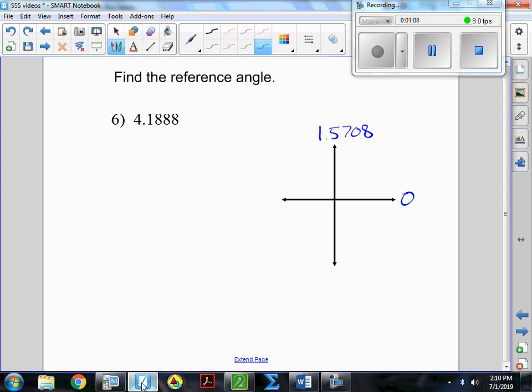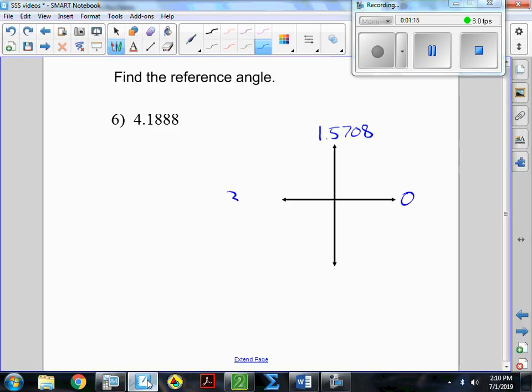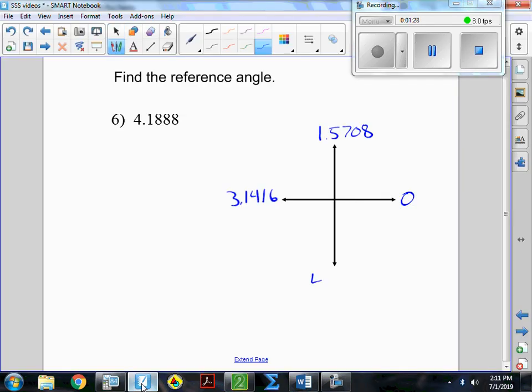Pi over 2 is 1.5708. Pi is 3.1416. And 3 pi over 2 is 4.7124. So now I have all my quadrantals, which is going to make it easier to draw my angle.